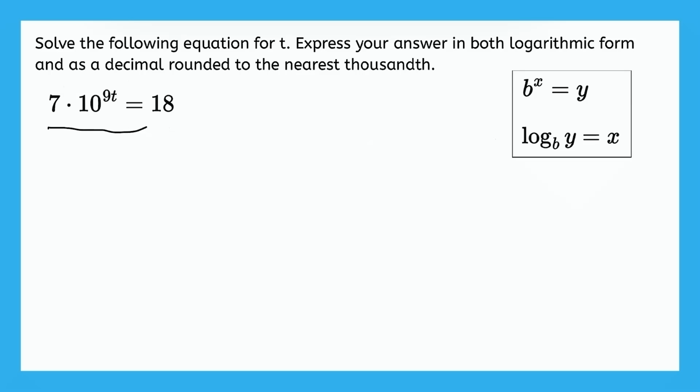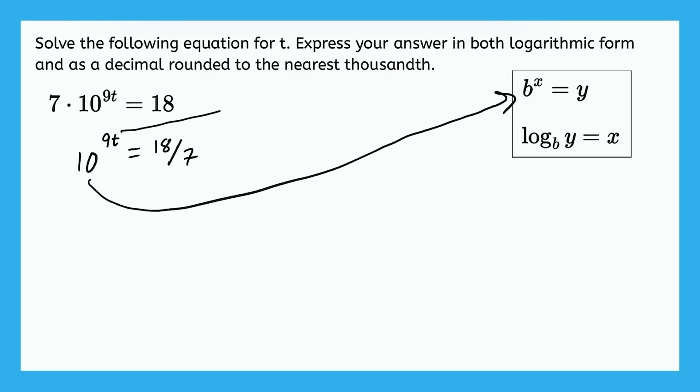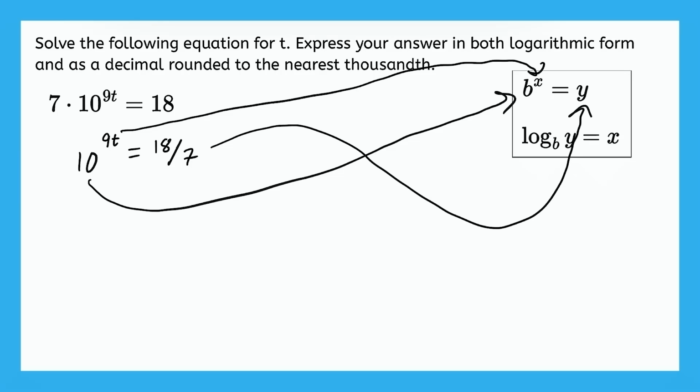So in order for this equation to look like this one, we need to have a single base with an exponent on the left. But right now we have a base with an exponent, and it's also being multiplied by 7. So let's get rid of this 7 right here. How do we do that? We're going to divide both sides by 7, and then we'll go from there. All right, just like that. So on the left, the 7s cancel, and on the right, we're going to have 18 over 7. All right, look at that. Now we have the form that we're looking for, because 10 corresponds to b, 9t corresponds to x, and 18 over 7 corresponds to that y.